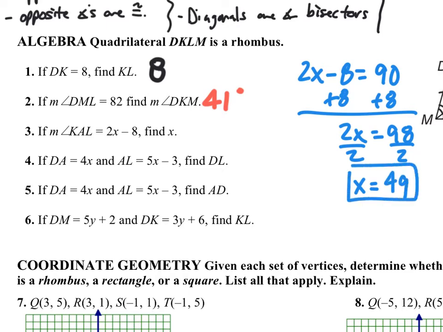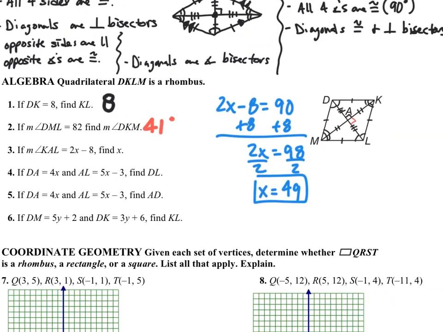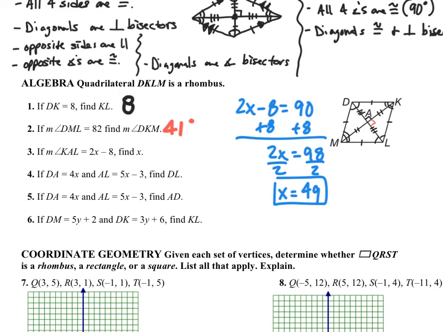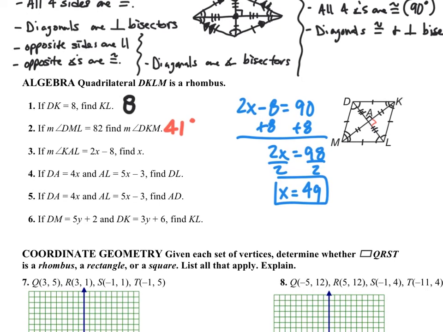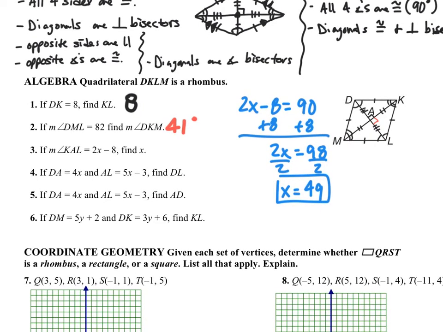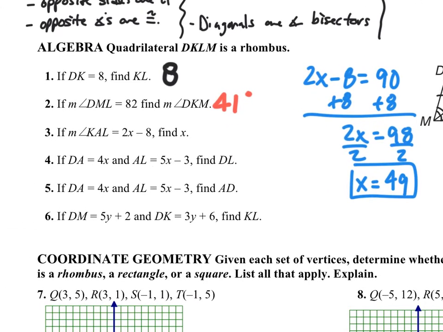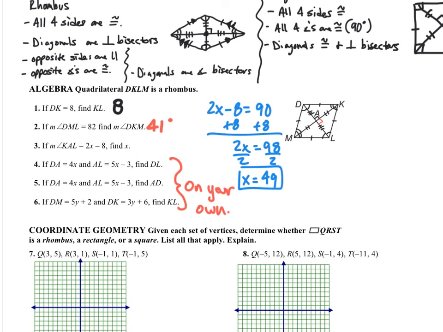Let's go ahead. I want you guys to try 4, 5, and 6 on your own. So a little bit of algebra, but this is on your own. Make sure that you have your picture labeled, and it shouldn't be too bad.